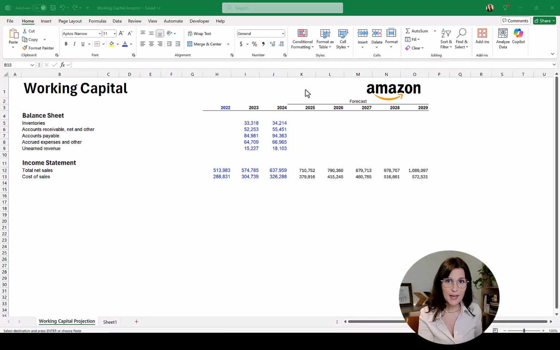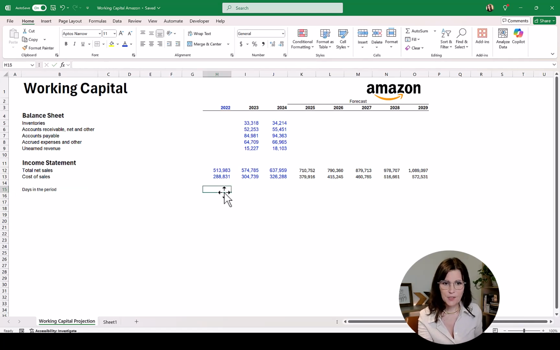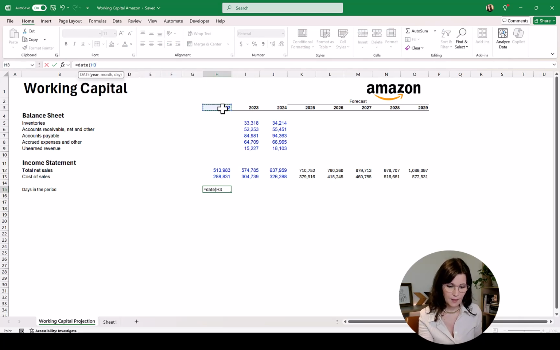To be able to project those accounts in the future, I need to use an indicator, a driver, which is going to be how many days it represents from sales and from cost, depending on the account. So you're going to transform all of them into days. To do so, I will start by calculating how many days we have in each one of those periods. So, days in the period. I'll use a simple formula, which is DATE, and I'll use this year, and 12 and 31, which is the last day of this year, minus DATE again.